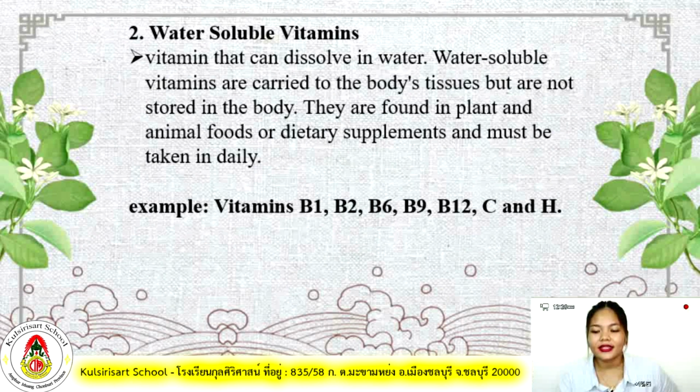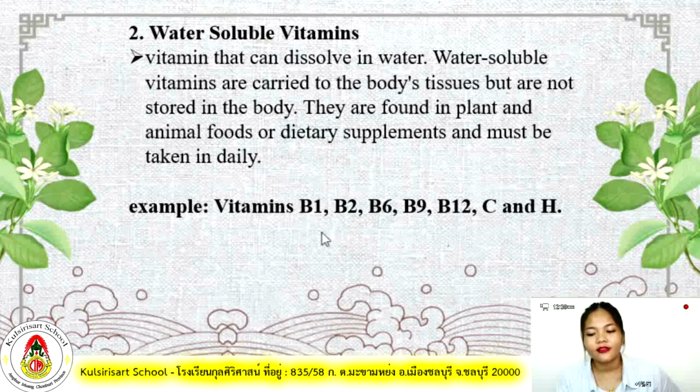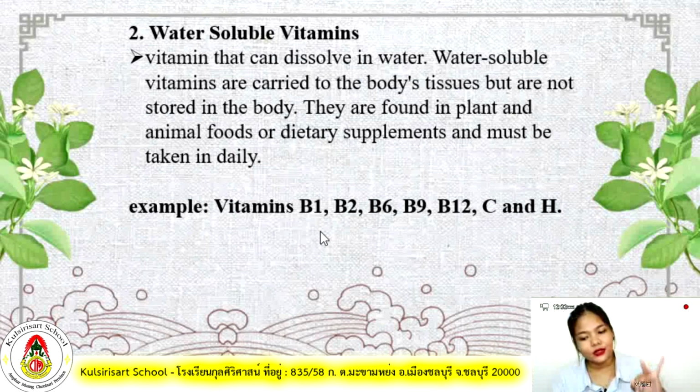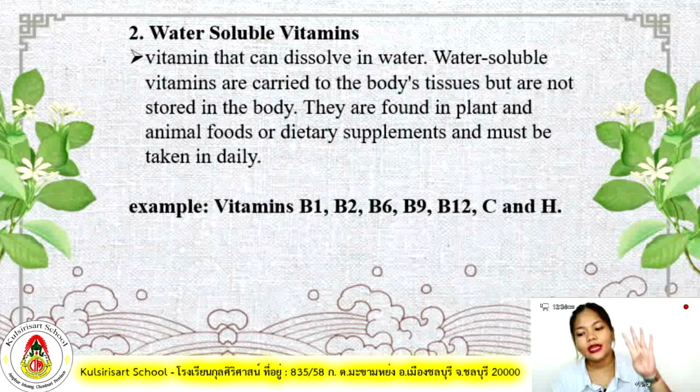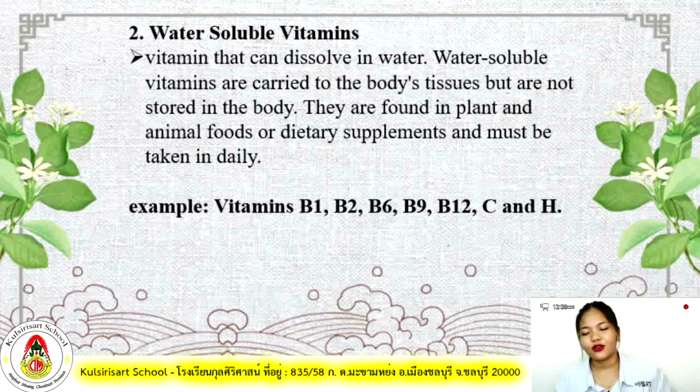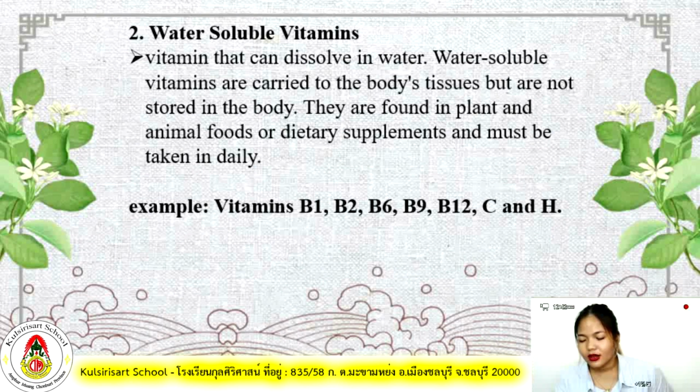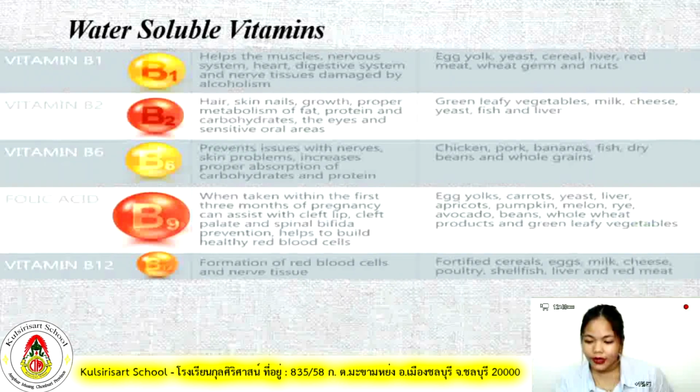We have here examples of water-soluble vitamins: vitamin B1, B2, B6, B9, B12, C, and H. So we have 7 vitamins for the water-soluble classification. Now let's define them one by one.